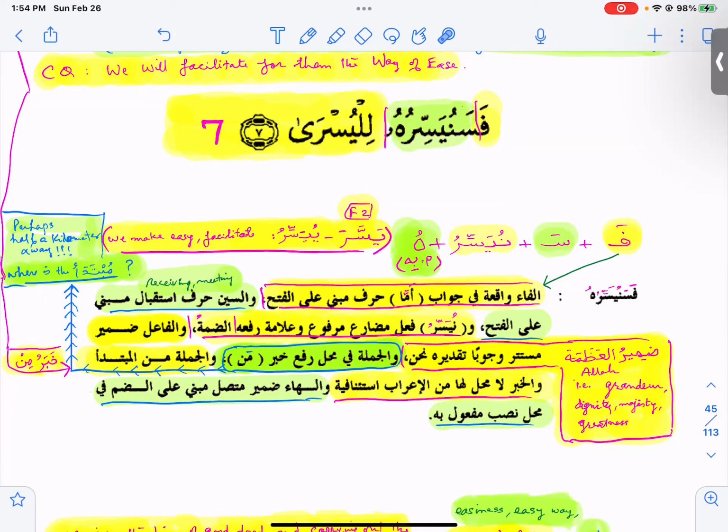Now, fi'lun mudari' marfu'un, alamatu raf'ihi dhamma. Yes, we have a dhamma here. Fine. And now we got it. But jumlatu fi mahalli raf'in khabar. Yes, this is the khabar. See, the khabar comes here. You will, inshallah, try to figure out. You will have a recording, the past recording and today's recording. You will figure out, inshallah.